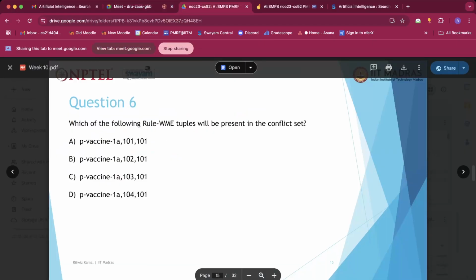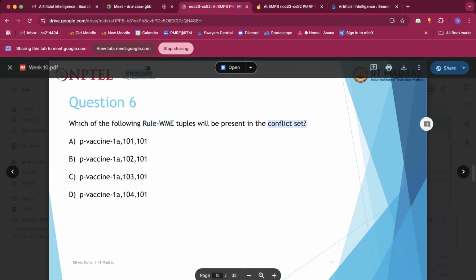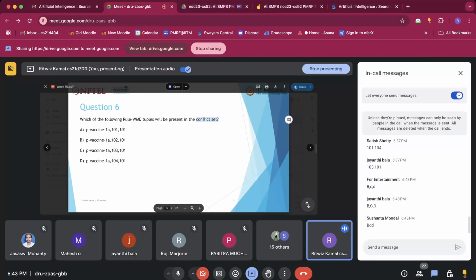Okay, so let's go back to the question that we had. This question asked us which of the following rule and working memory element tuples will be present in the conflict set. I hope you know what tuples are, but just to make it clear, you can think of tuples as a combination of a rule and different working memory elements put together, something that goes beyond pairs. So which of these do you think would be part of the conflict set based on the discussion we just had? I see some of you have already answered, and that would be B, C, and D.